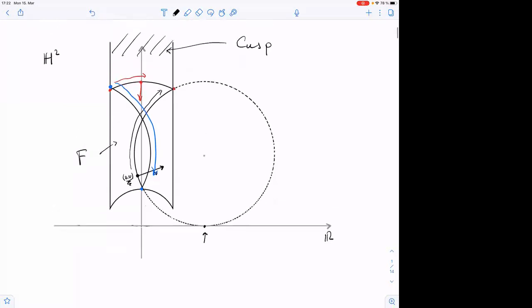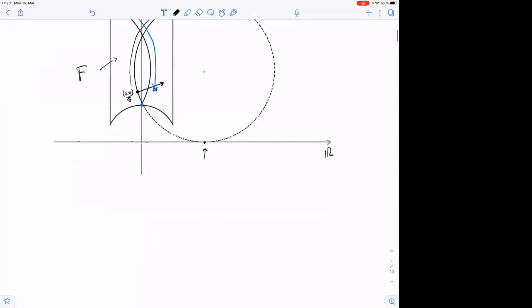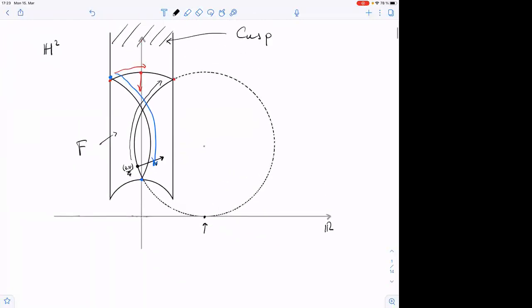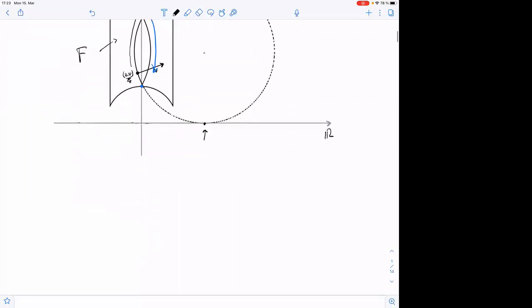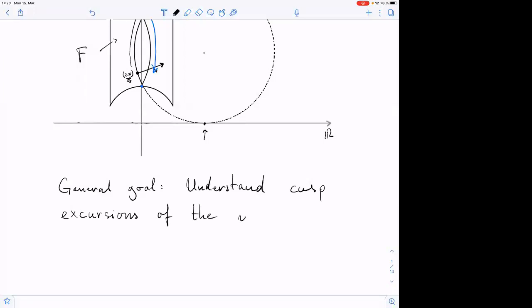So there's a general interest in understanding these cusp excursions. That could be either how frequently they happen or how much time is spent in the cusp, or, especially from our point of view, what is interesting is the growth rate: how fast do you get very deep into the cusp? I'll keep it vague for now. I'll just state it as a general goal in this direction: to understand cusp excursions of the unipotent flow.